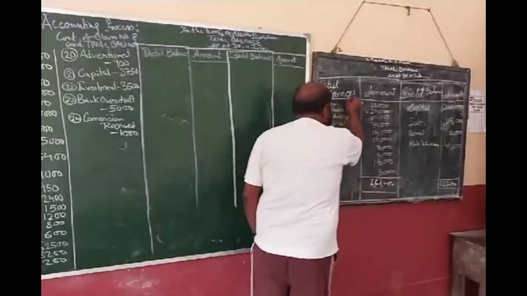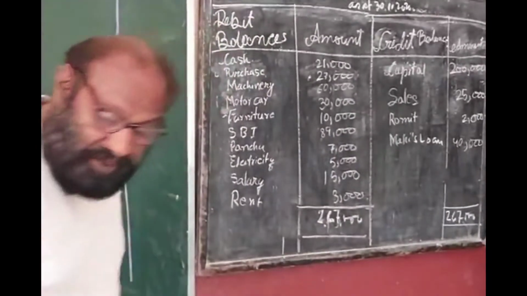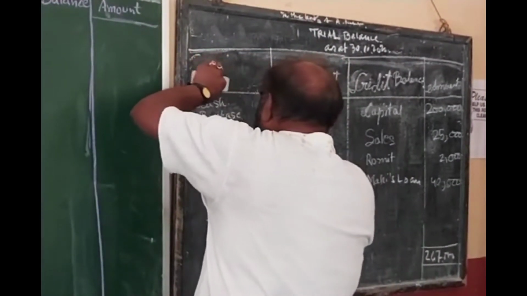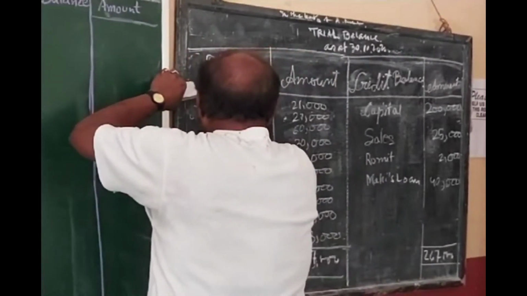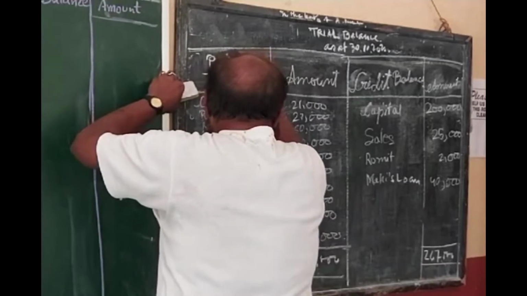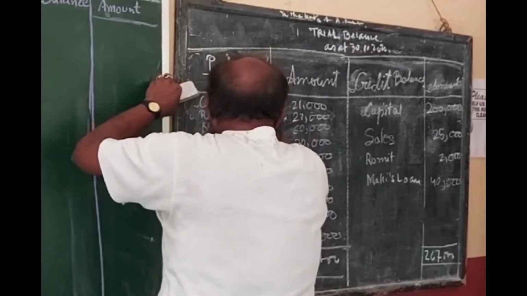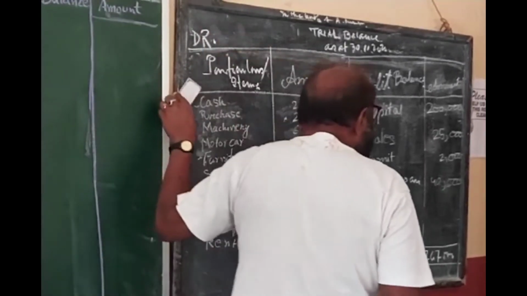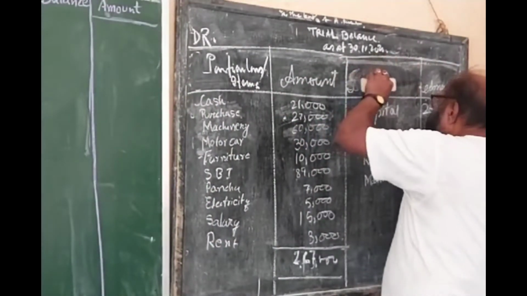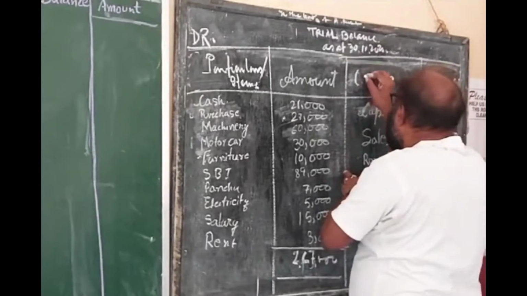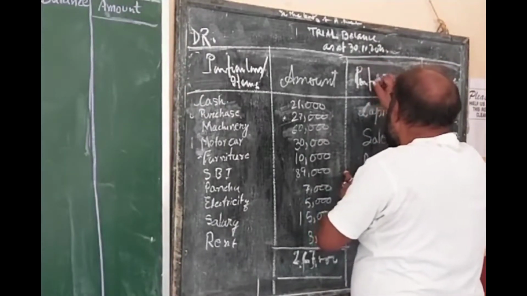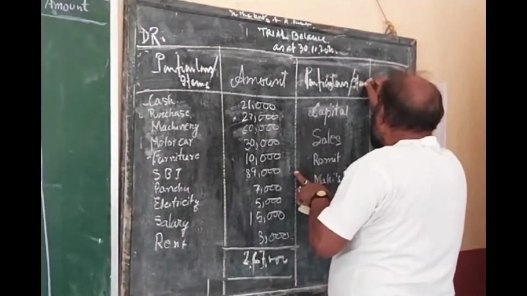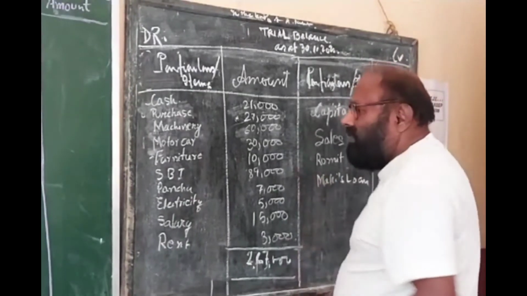Now here we are writing debit balances and credit balances. Friends, one thing we can do: instead of debit balances, we may also write particulars or items, and here you have to write debit. So also you can write here particulars or items. Instead of items, particulars is the best, and here it is clear.